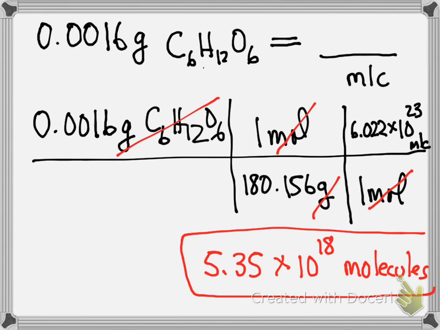And you can kind of see the purpose of the mole in this. We're measuring a very small mass of glucose. I mean, you're talking 1.6 milligrams, and yet it contains, I don't even know what the number would be, 5.35 billion molecules.